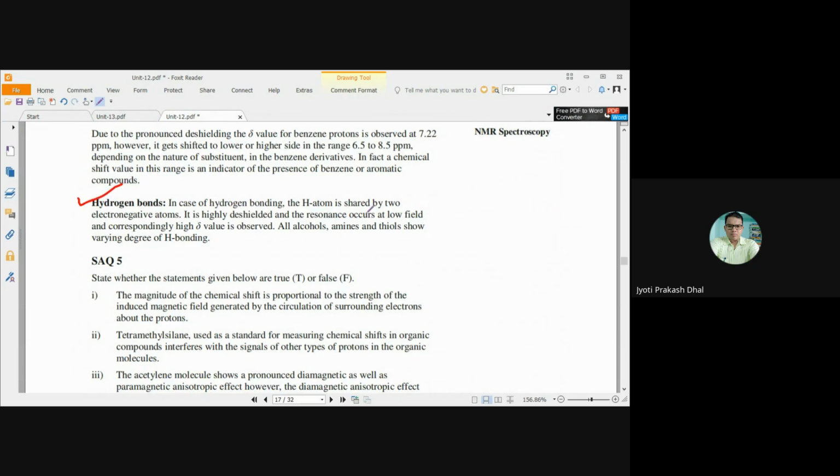In the case of hydrogen bonding, the hydrogen atom is shared by two electronegative atoms. It is highly deshielded and the resonance occurs at low field, and correspondingly a high value of delta will be observed. So in the case of alcohols, amines and thiols, due to varying degrees of hydrogen bonding, the resonance occurs at low field with a correspondingly high value of delta.